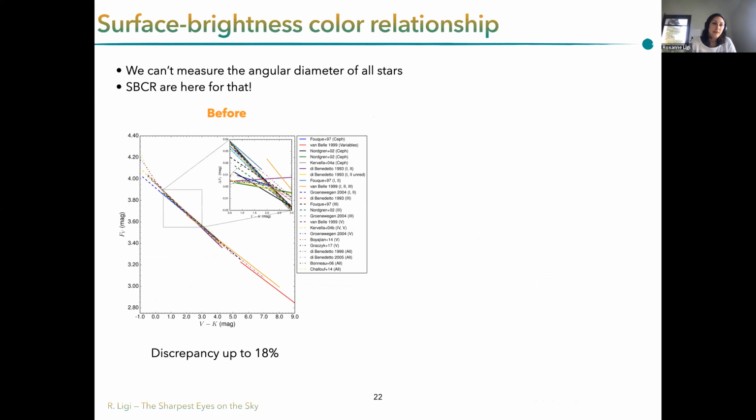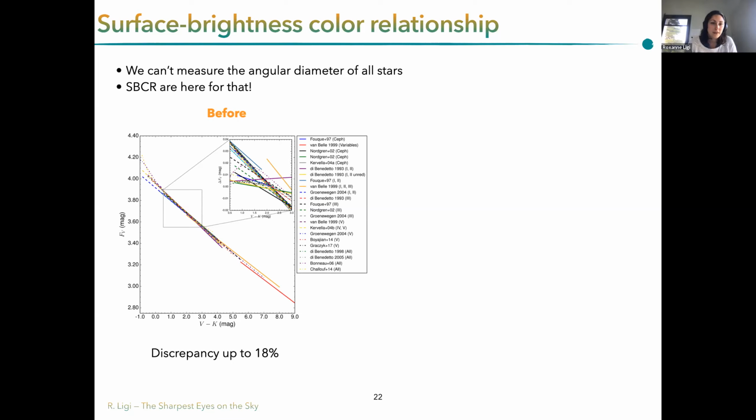And finally, when it's not possible to measure the angular diameter of a star, of course, we cannot do it for every star, we can use a surface brightness color relationship, which is a relation that is based on the photometry of the star. And from this photometry, we derive the angular diameter of the star. So it's an indirect way to derive the angular diameter of a star, but it's based on direct measurement.